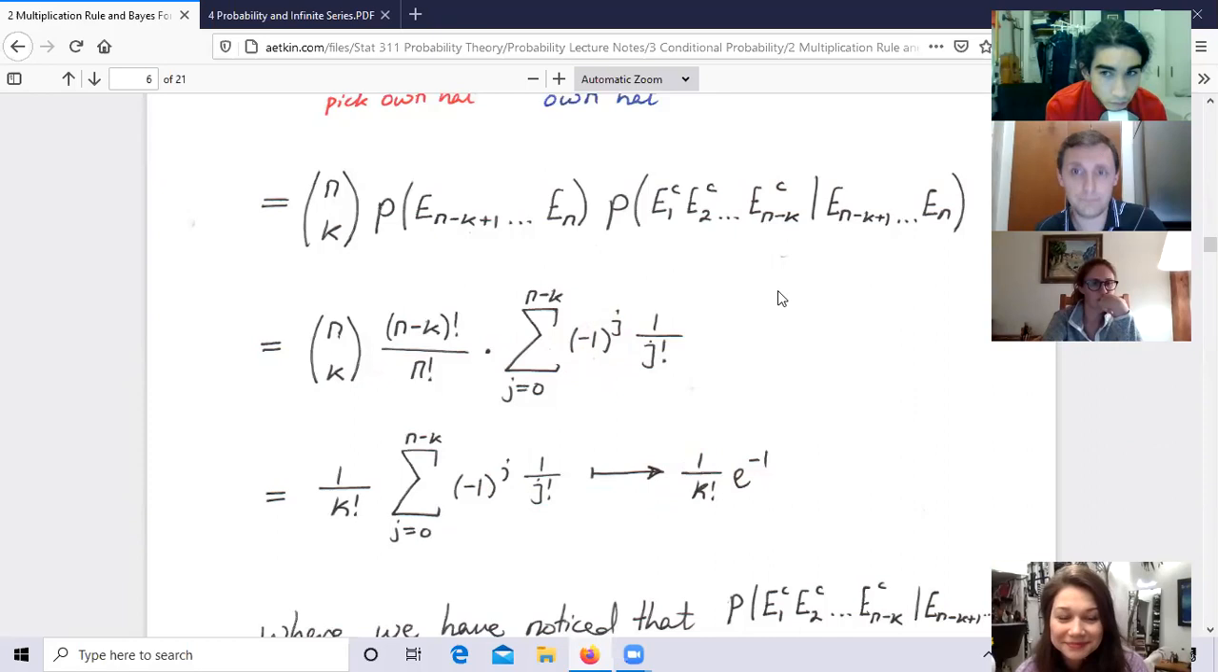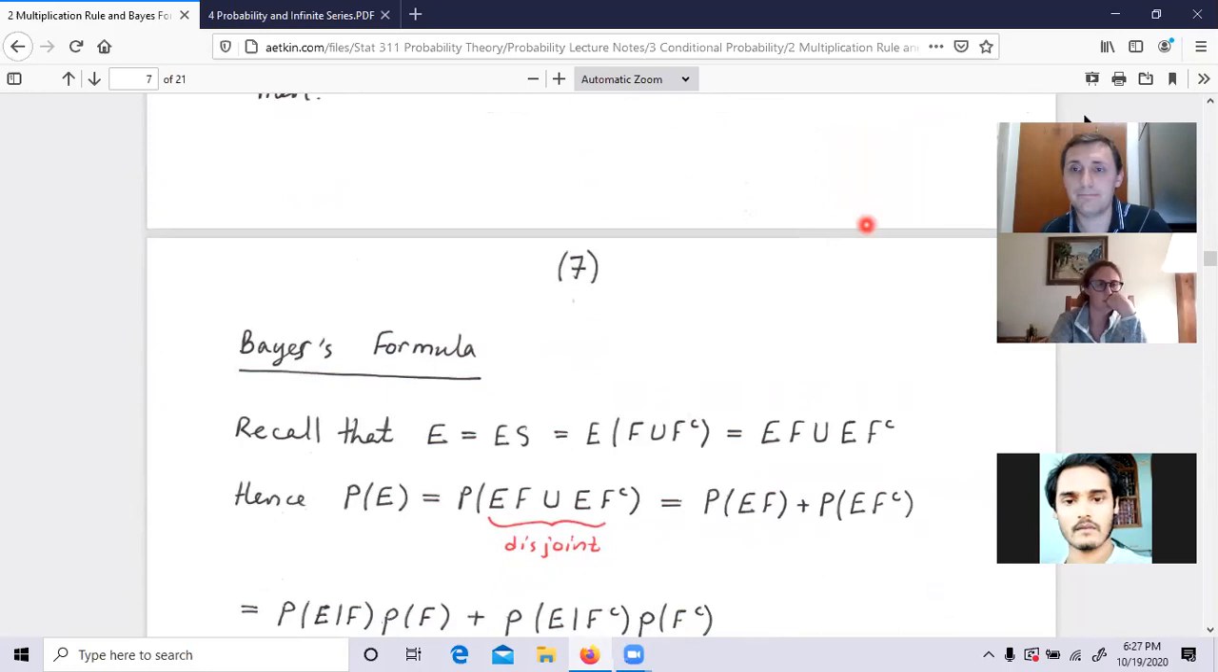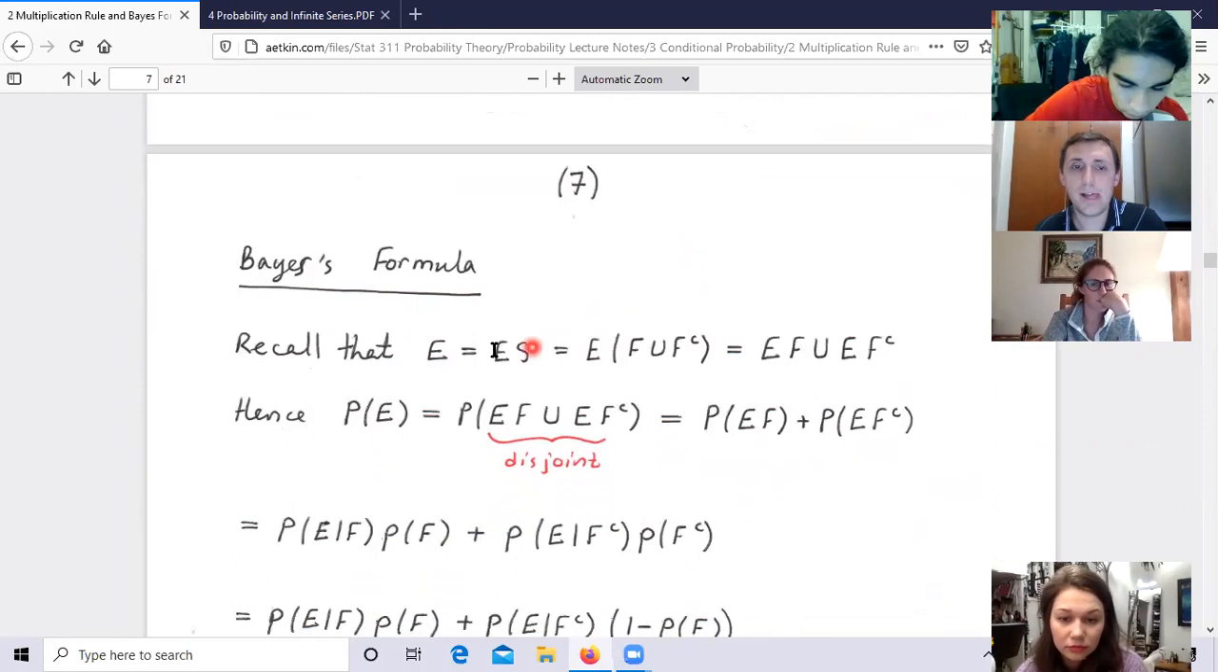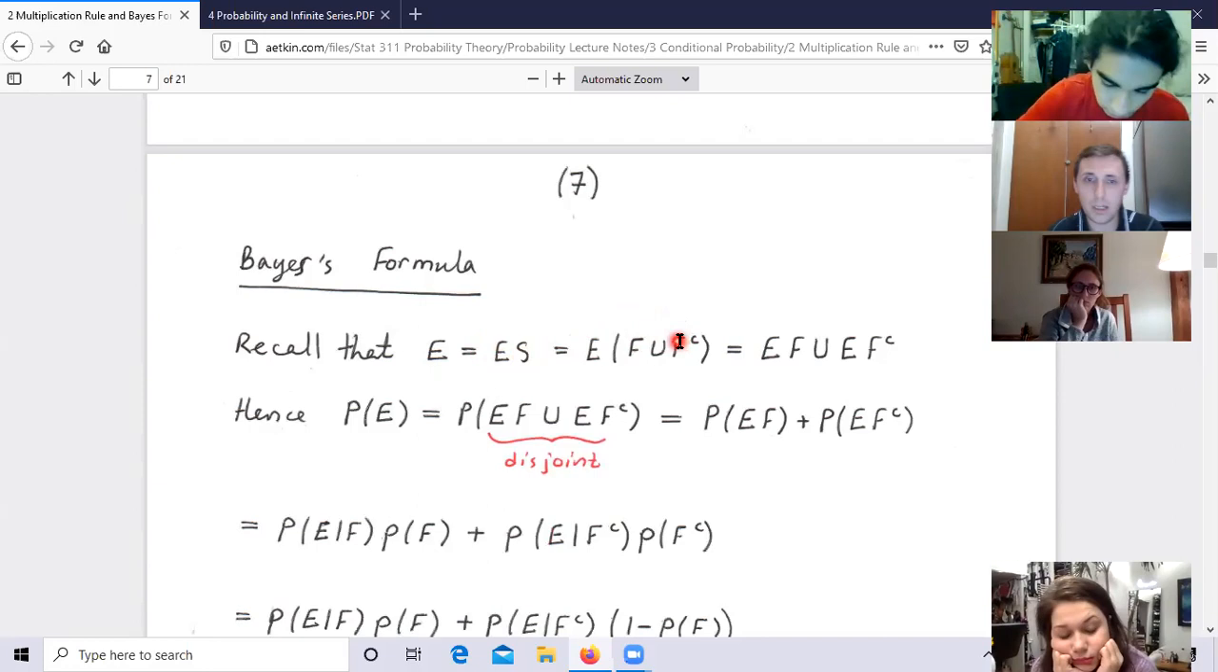Okay, great. We're moving rather fast. Now we talk about Bayes formula, or the Bayesian formula. So it's a pretty simple idea. We can look at the event E and break it into two possibilities: either E and F happens, or E and not F happens. You can see why that's true, right? S, the sample space, equals either event F happening or event not F happening, right? By the law of excluded middle. And they're disjoint.